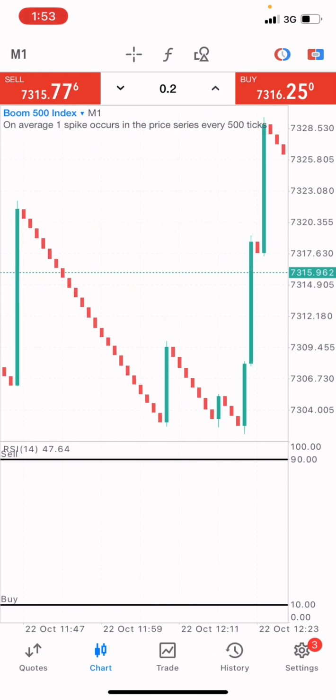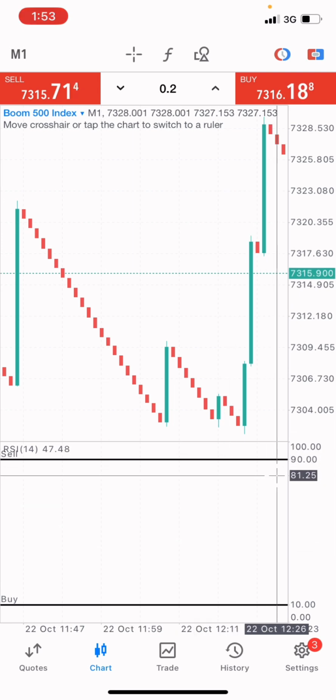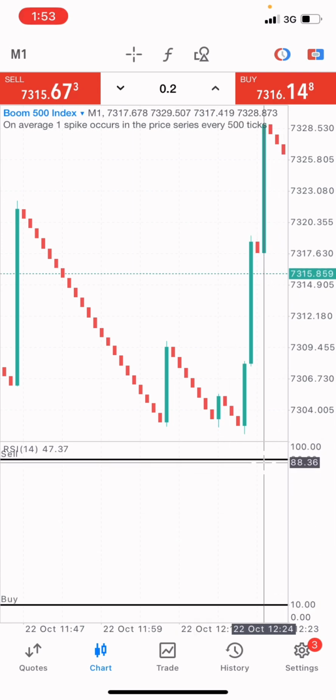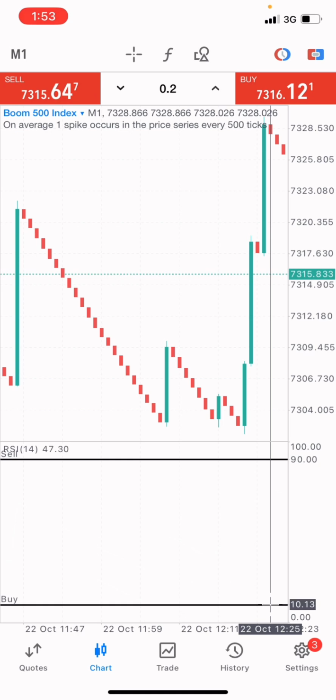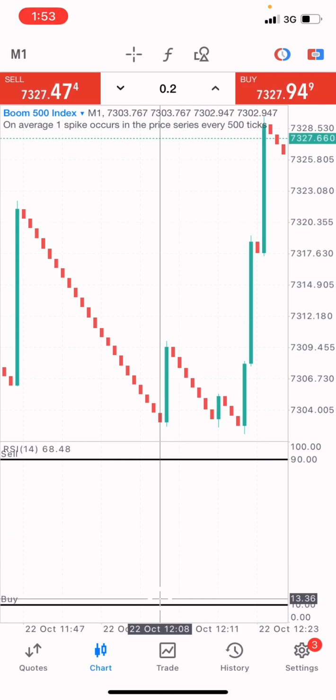Now take a look at this point here. This is the RSI. You can see that from here, level 90 and level 10. So here is overbought, here is oversold. The oversold region, you can see.